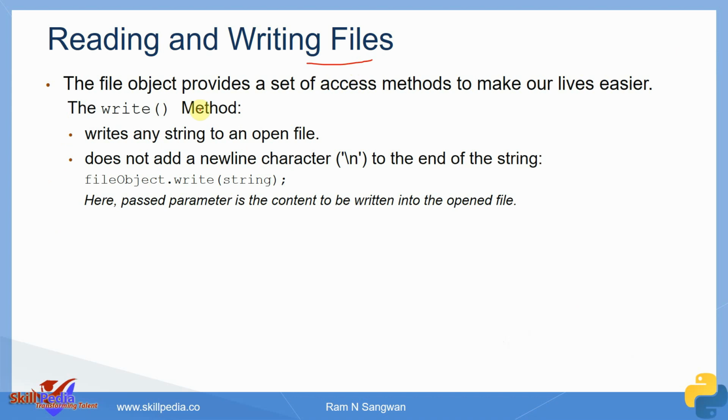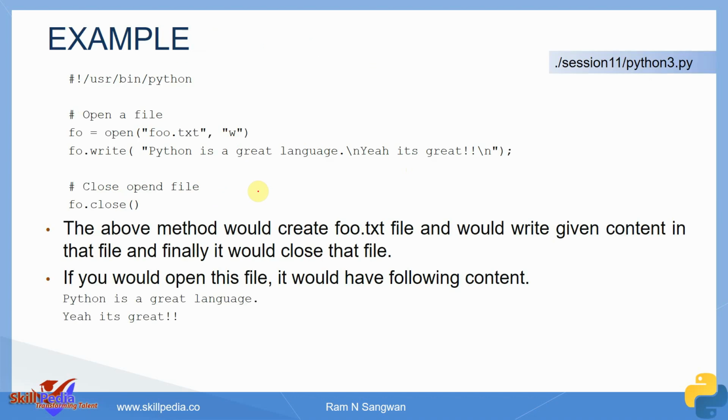Reading and writing files. The file object provides a set of access methods to make our life easy. The write method writes any string to an open file. It does not add the newline character \n to the end of the string. You call this method as file object dot write, and whatever you pass, that will be written to the file.